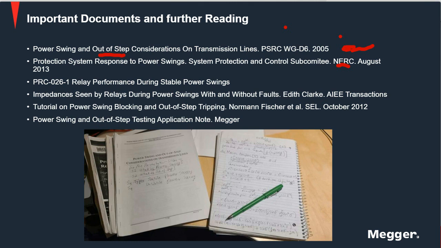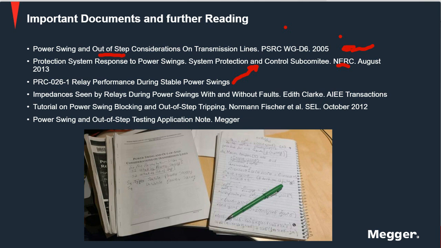And then I recommend also, if you are actually into calculating the parameters for power swing elements and whatnot, this PRC-026-1, Relay Performance During Stable Power Swings, which also builds on this report and gets you more into the actual recommendations on how to calculate and how to configure the protection element.